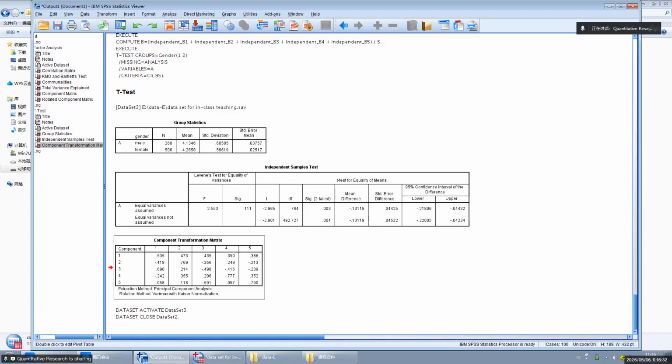Now the p-value is 0.003, so it's this one, the second one. It is smaller than 0.01, so it's represented by two asterisks. So this is the second p-value in the first row.